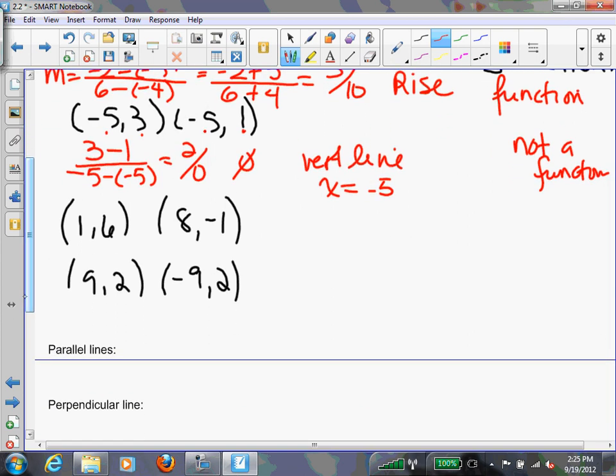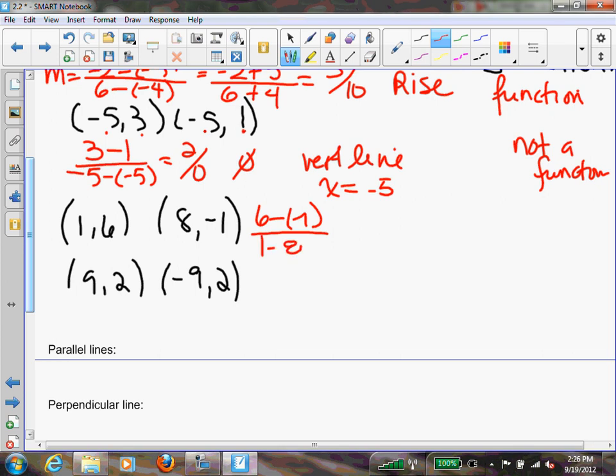1, 6, 8, negative 1. What do we know about the slope? Well, we can say that's 6 minus negative 1 over, what am I going to say? If I say 6 minus negative 1, then I'm going to say 1 minus 8. And so this is 6 plus 1 over negative 7.